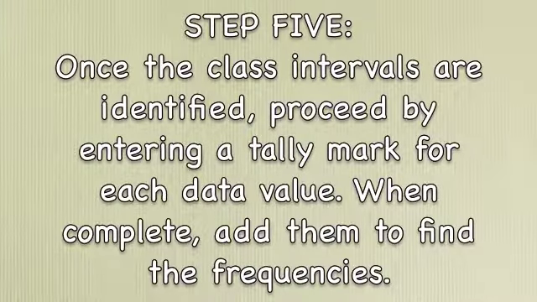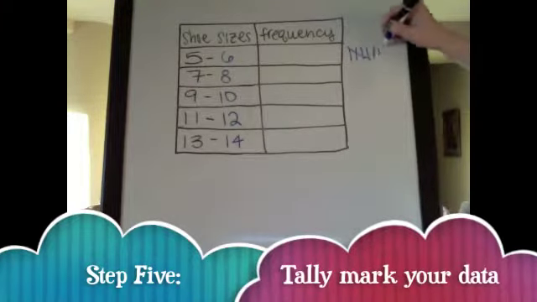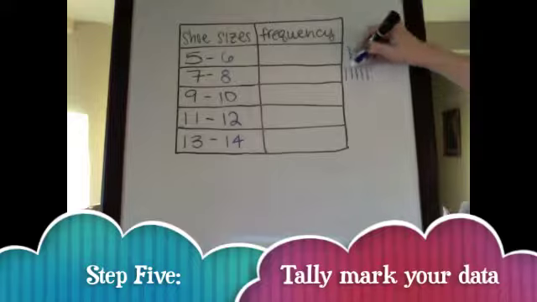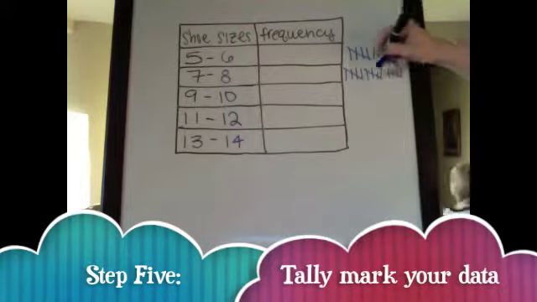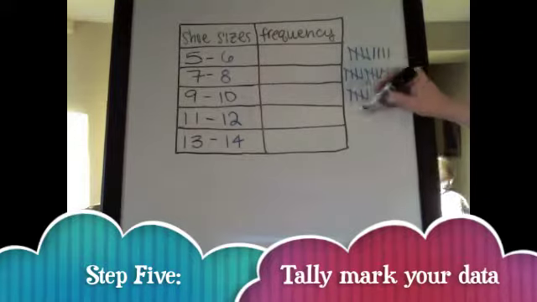Step 5. Once the class intervals are identified, proceed by entering a tally mark for each data value. When complete, add them to find the frequencies. In my example, I am going back to my original data set and entering in the appropriate marks. By using the tally mark system, finding the corresponding frequencies is made significantly easier.